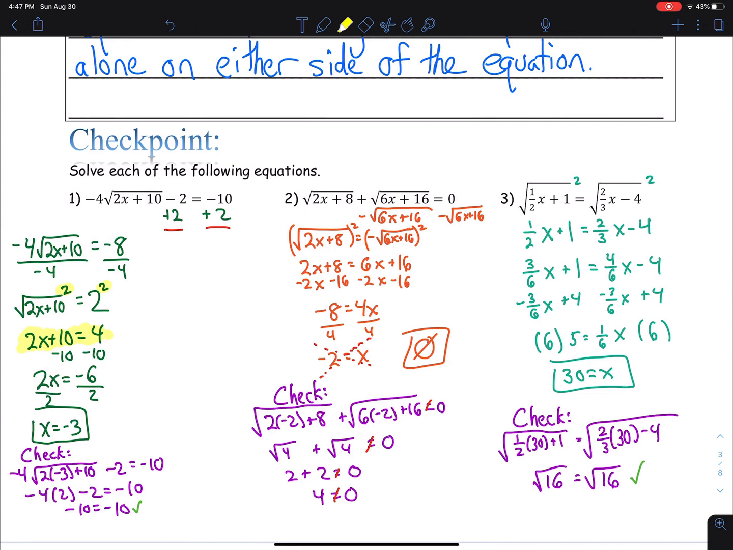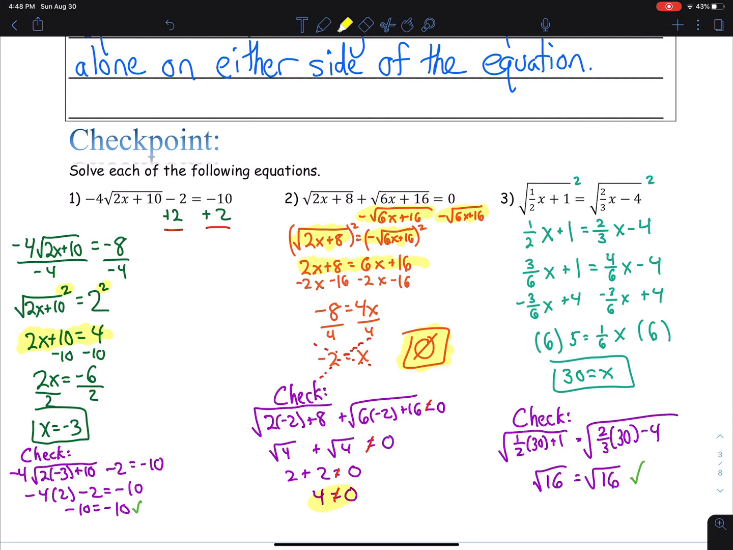Number 2, we had two radicals on the same side of the equation. So I wanted to get one radical on each side of the equation, because that would then allow me to square both sides, which I did. So I squared both sides, and then I just get the x's on one side and the other numbers on the other side. But make sure you check for this one, because it does not work out. You get 4 equal to 0, which is not true. 4 does not equal 0, so you should have gotten no solution.